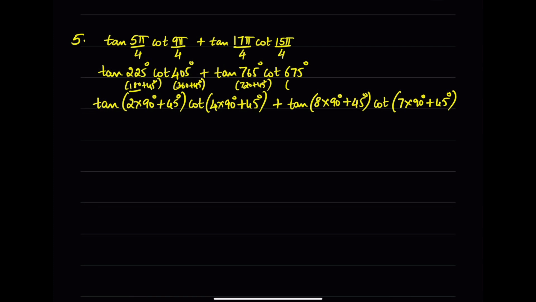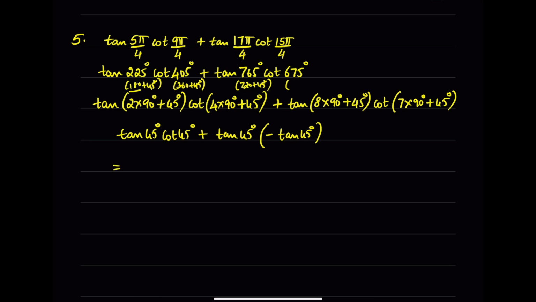The equation would change to tan of 2 times 90 plus 45. This is the third quadrant where tan is positive, so this will be tan 45, and the next one would be in the first quadrant, 360 plus 45, so this will be cot of 45 degrees, and the next one would be 765, which is the first quadrant again. So this will be plus tan of 45 degrees, and 675 would be in the fourth quadrant where tan and cot are negative. So this would change to minus tan of 45 degrees.